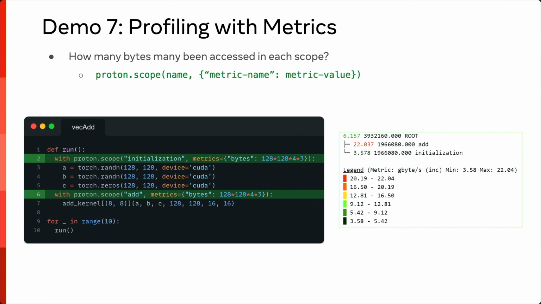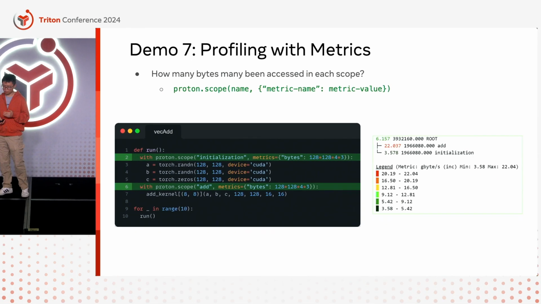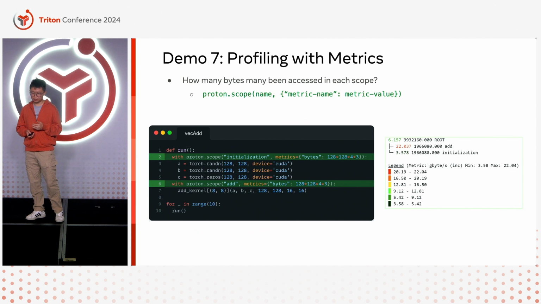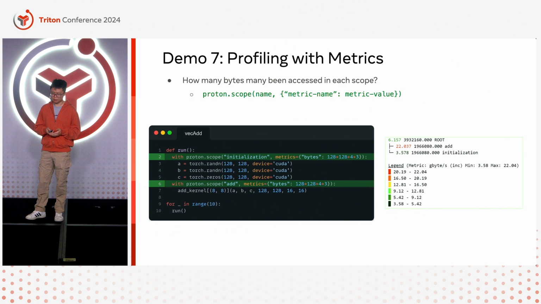In the end, what we can get will be a view like this, where it has 2 metrics, including the memory bandwidth in gigabytes per second, as well as the total number of accessed bytes. So each time we're going to access 196608 bytes, and since it's going to be run 10 times, it automatically accumulates the metric 10 times and provides you the correct total number of bytes.